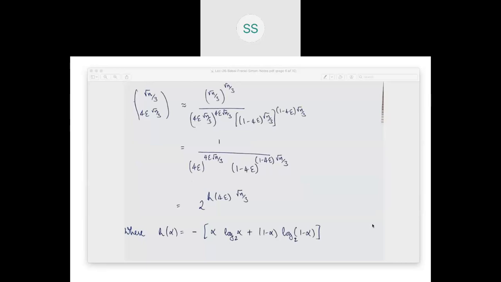this. When alpha is equal to 0, it is 0. When alpha equal to 1, it is 0. And it increases from 0 to half and decreases from half to 0. It's symmetric about half, as you can tell from here.